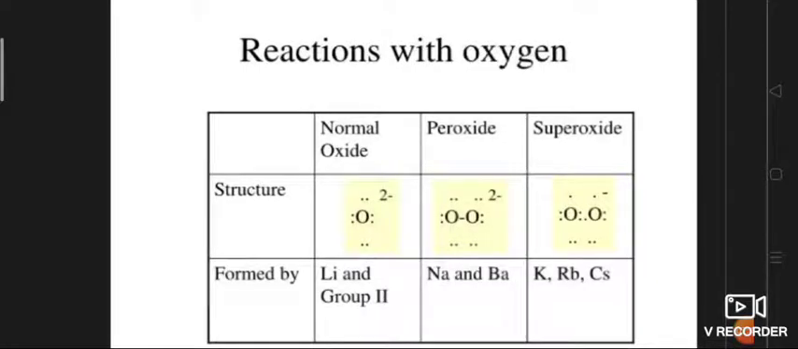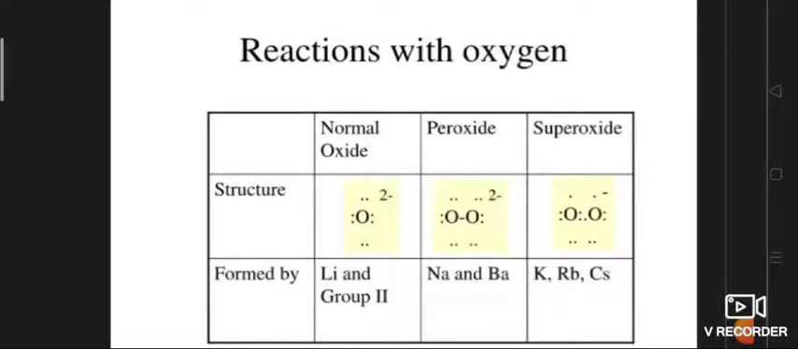Normal oxide means that in the normal oxide, the oxidation state is 2 minus for one oxygen. Peroxide can be formed by sodium and barium. In peroxide, for one oxygen the oxidation state is minus one, and here two oxygens are there. Sodium peroxide formula is Na2O2. In Na2O2, the oxidation state of oxygen is -1.